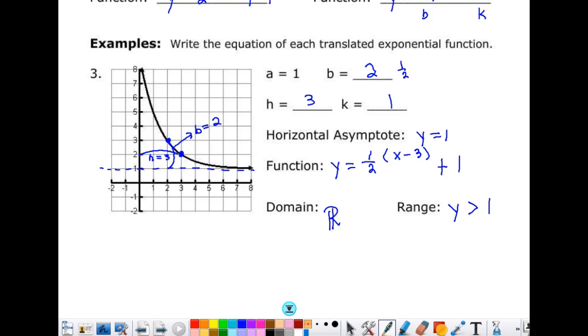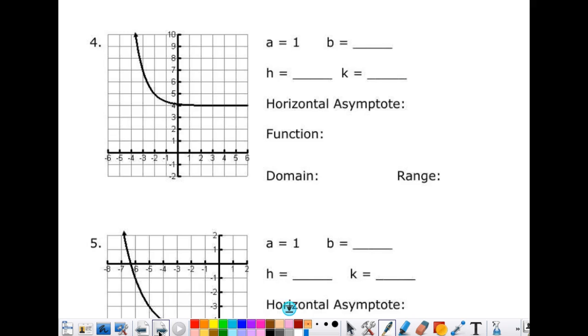Okay, and finally, how many more examples do we have? 2 more? 3 more. Okay, we can do it. Okay, what's our K here, guys? What's K? 4. So we're going to put a 4 here for K. Our horizontal asymptote is 4. Our range is y greater than 4.